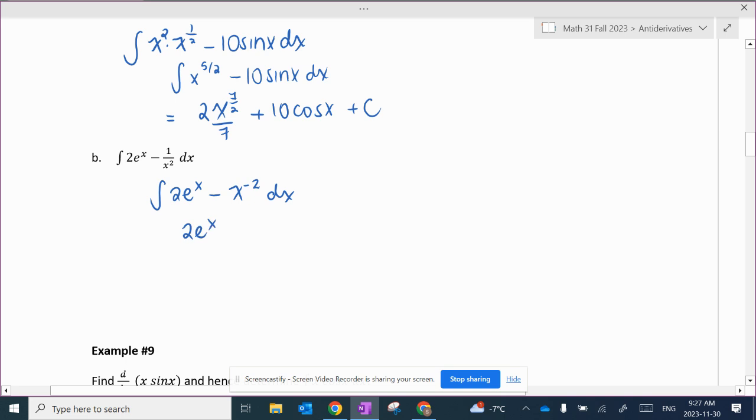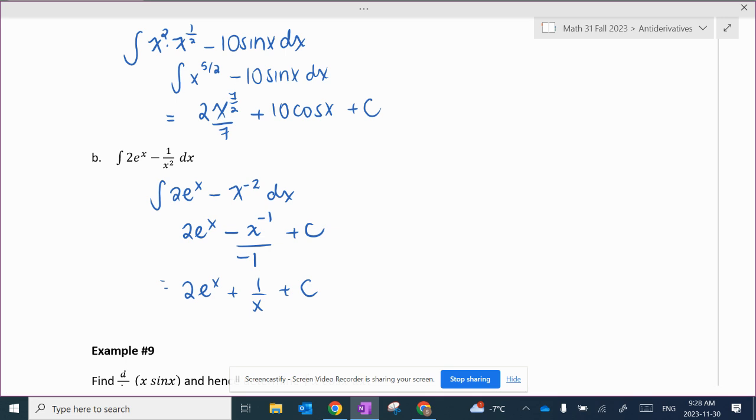2e to the x. Those are the best ones, right? And then we go -x to the power of divided by -1 plus c. So this will just be 2e to the x plus 1/x plus c. And the nice thing about this is we don't have to write them over common denominators. We don't have to simplify, okay?